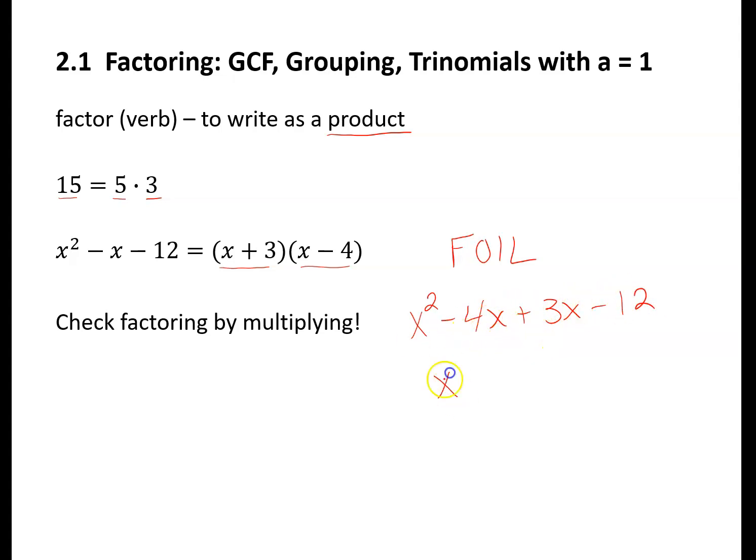Combine like terms in the middle, which would be negative x, or negative 1x, and that is equal to this polynomial that we started with. So then we know our factoring is correct. So it's a very good thing to do to always check after you've factored. And that, of course, is why it was so important that we learned how to multiply polynomials in Unit 1.